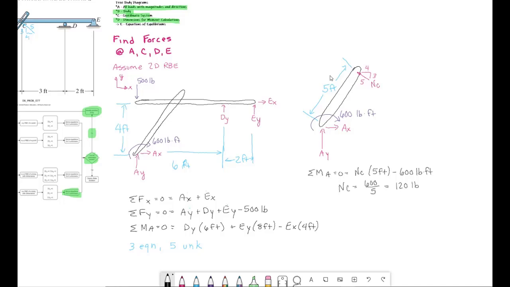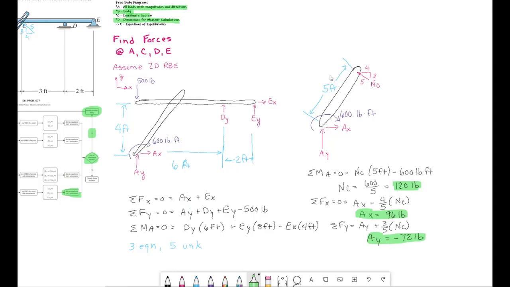All right, I'm going to do a sum of forces in X and Y, and we'll just throw them up here. Be right back. So we have the normal force at C is 120 pounds, AX is 96 pounds, and AY is negative 72 pounds.